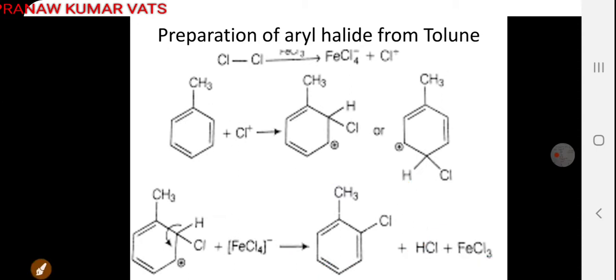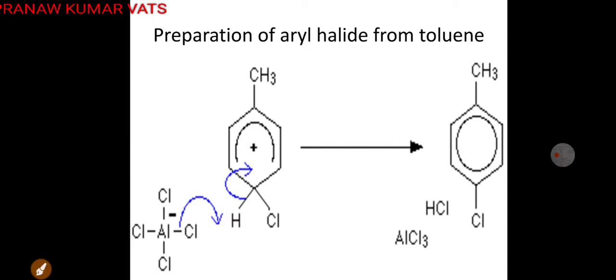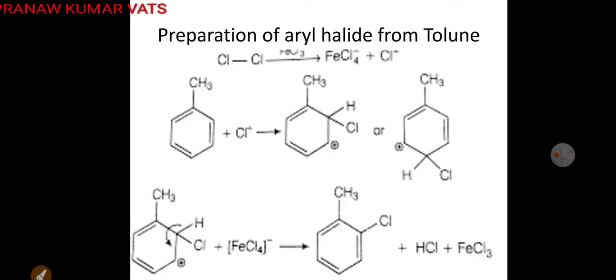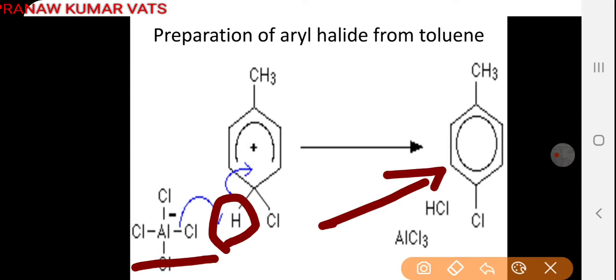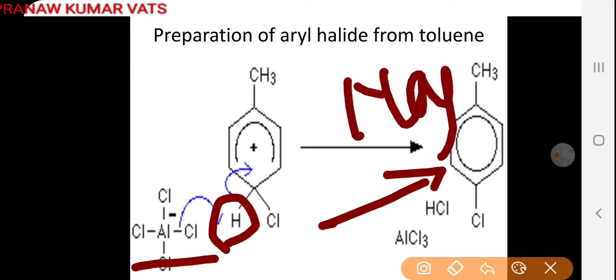The major product of this reaction is 1-chloro-4-methyl-benzene. You can see here in this case FeCl4 negative is abstracting hydrogen atoms from here and resulting in formation of this. This is our major product, the main product. A large amount of this product forms.